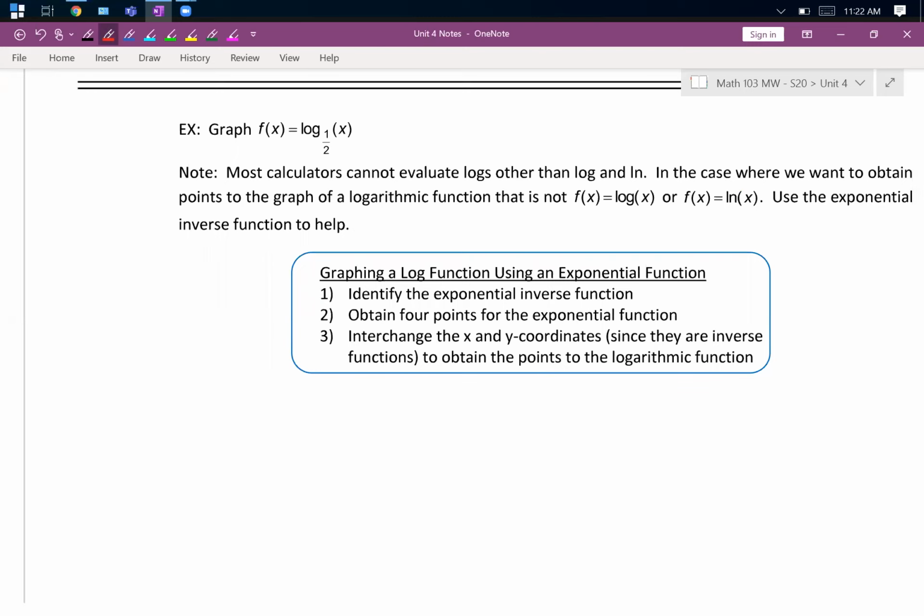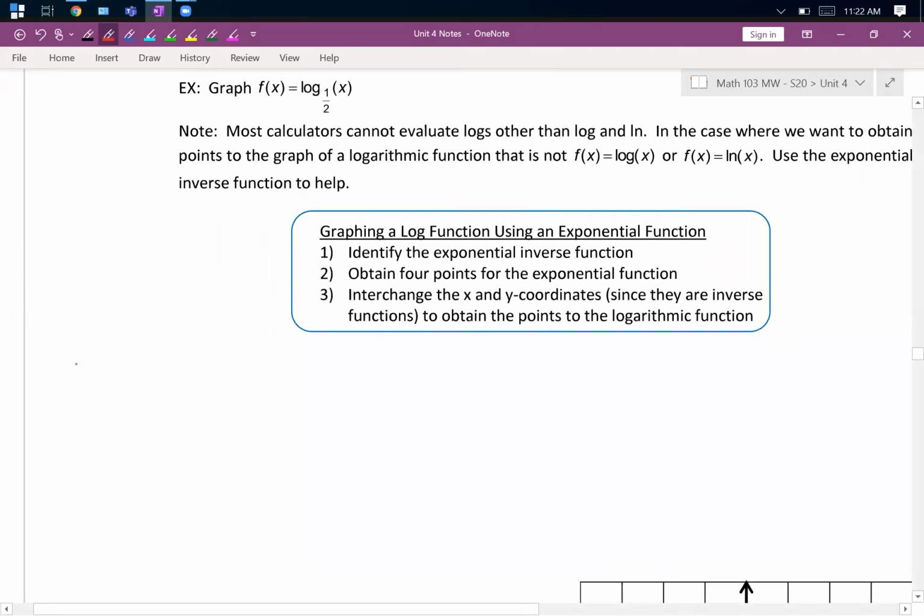I always clearly denote that this is the exponential inverse. So f inverse of x is going to be equal to 1/2 to the x. And I make sure I write it down so I don't think that these points that I'm going to write now are the actual points that I want. We're going to get 4 points for this exponential function.